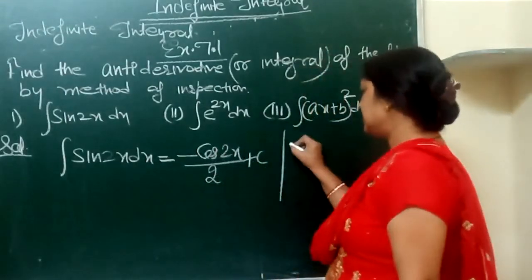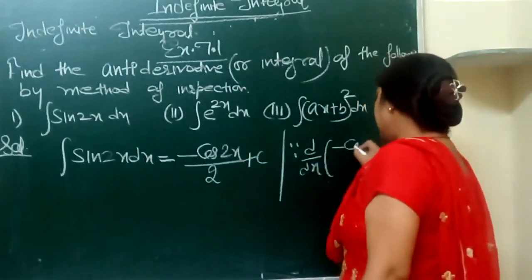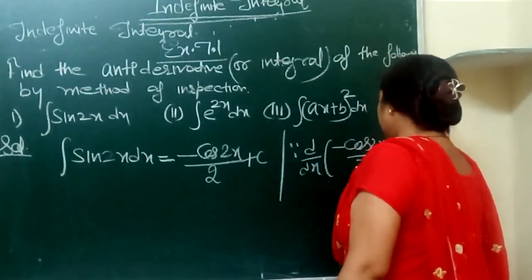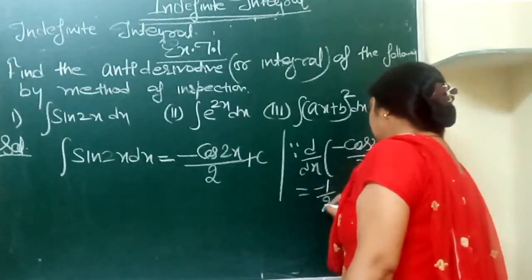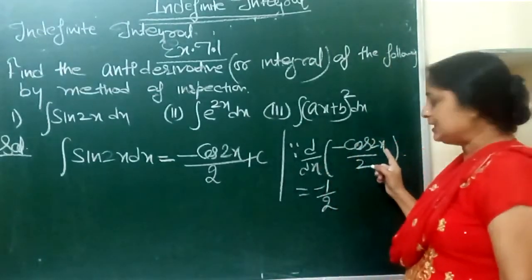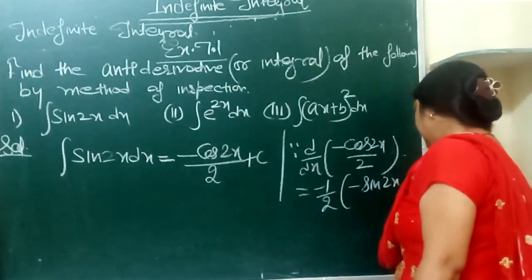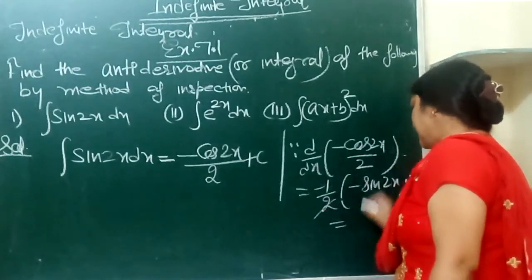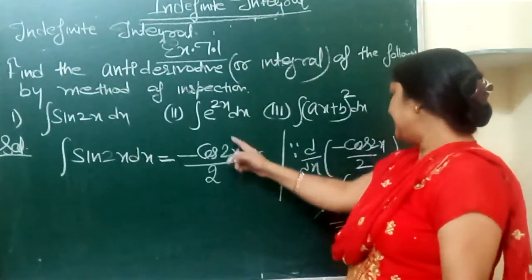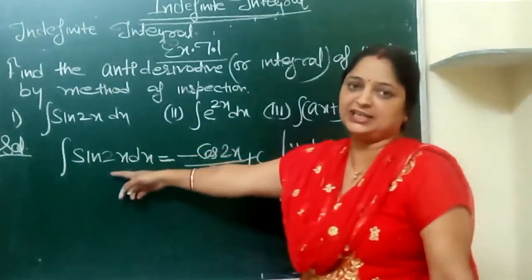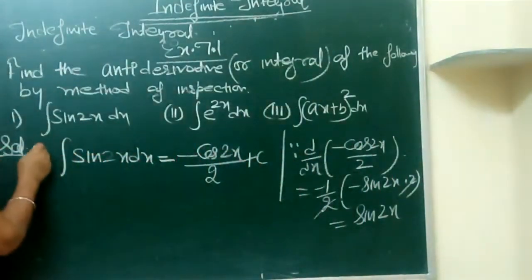Now we will check it by inspection. The derivative of this term, minus cos 2x upon 2 plus c, the derivative of c will be 0. So minus 1 by 2 is outside. What is the derivative of cos 2x? That is minus sin 2x into 2. After that, the 2 cancels, minus minus plus, so here it comes sin 2x. So the derivative of this term is sin 2x. This is the method of inspection.